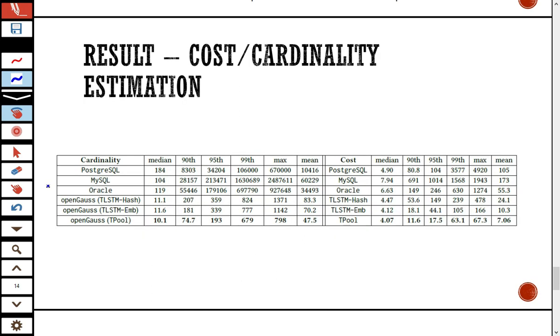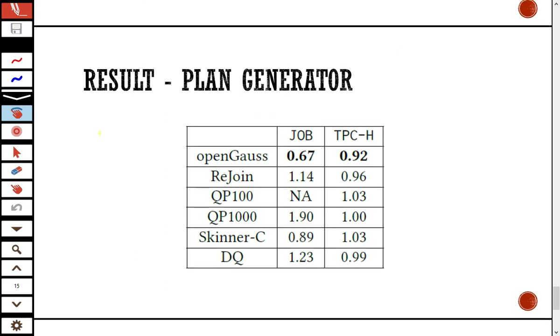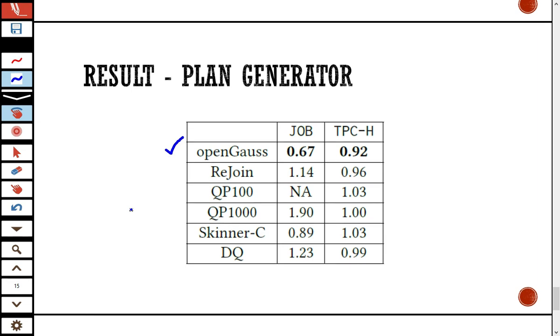For cost and cardinality estimation, it shows that OpenGauss outperforms other database systems. For plan generator, it was tested against other plan generators, such as those from deep reinforcement learning like ReJOIN and DQ. It was also tested against Skinner-C that runs the MCTS method, and as well as QP100 and QP1000 which use a heuristic method. And it turns out that for both GOB and TPC-H, the OpenGauss plan generator outperforms other types of plan generators.